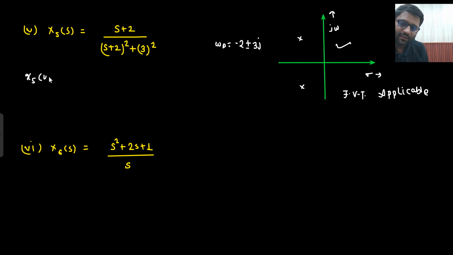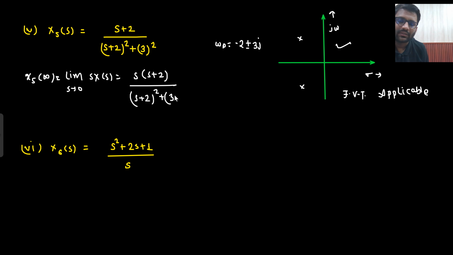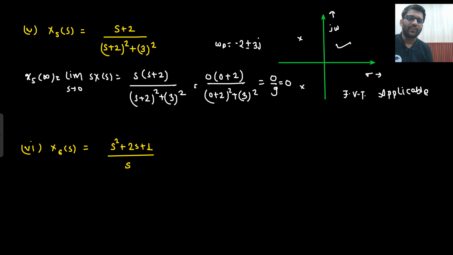So if I find this value, limit s tending to 0 of s X(s), that is s into (s plus 2) divided by (s plus 2) whole square plus 3 square. So s equals 0 I need to put. What am I getting? 0 into (0 plus 2) divided by (0 plus 2) whole square plus 3 square. All I need to take care of is that it should not be of 0 by 0 form. So am I getting 0 by 0 form? No, 0 by 9, which would be equal to 0 only. So x5 of infinity is equal to 0. This is the final answer.